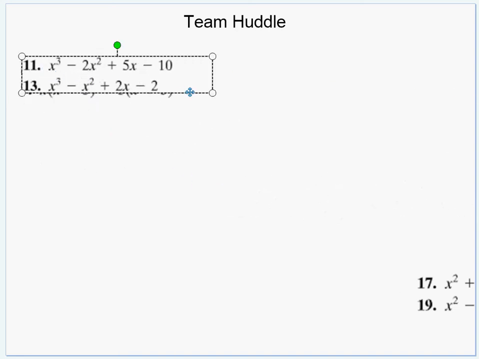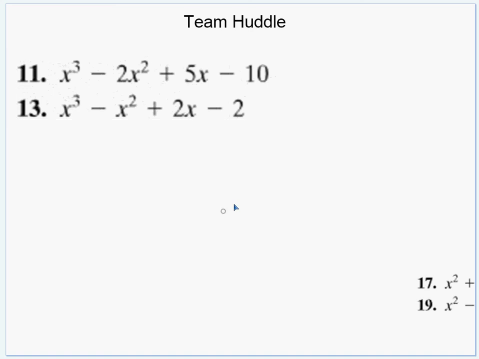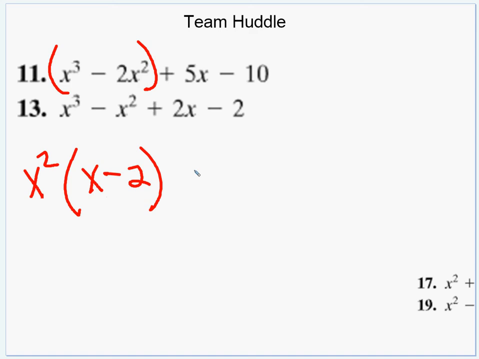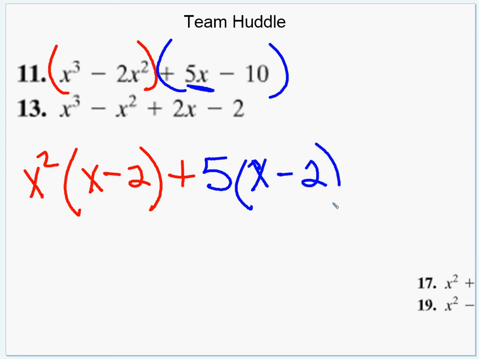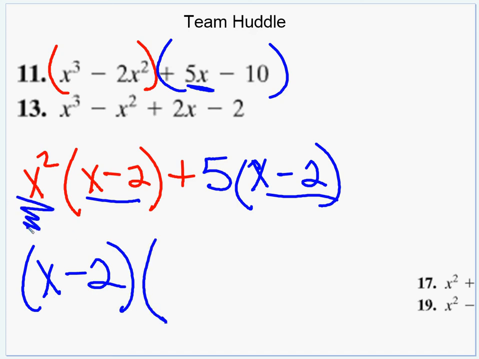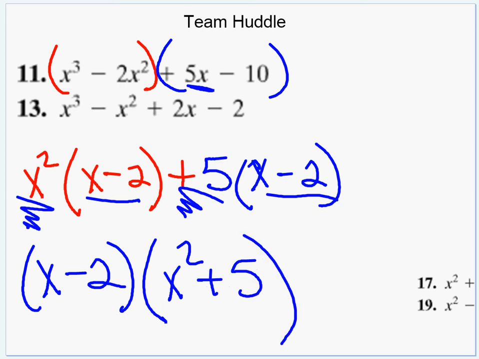Number 11. These look like factor by groups. I see 4 terms. Leading term is a cube. So if I group off these two, I can factor out an x squared, leaving an x minus 2. Plus, let me switch to blue ink. Here we're going to factor out a 5, leaving an, excuse me, x minus 2. And again, they match up nice. So we can pull out that x minus 2 term, leaving us x squared plus 5. And that's as far as that one goes.